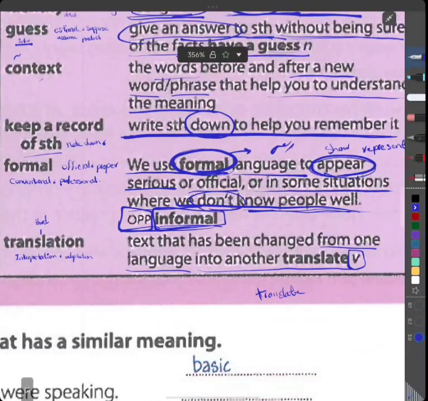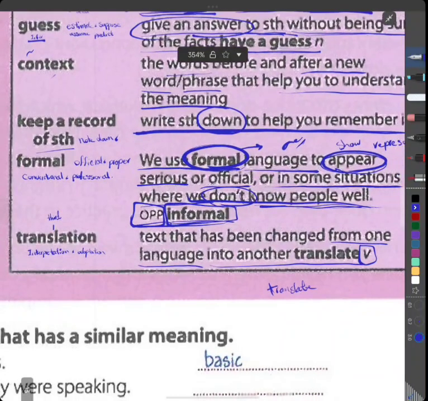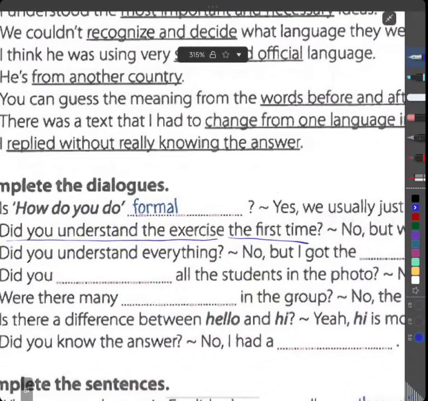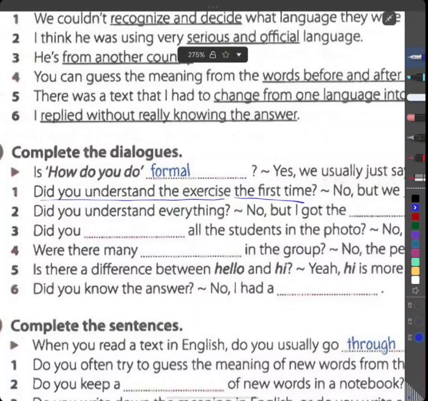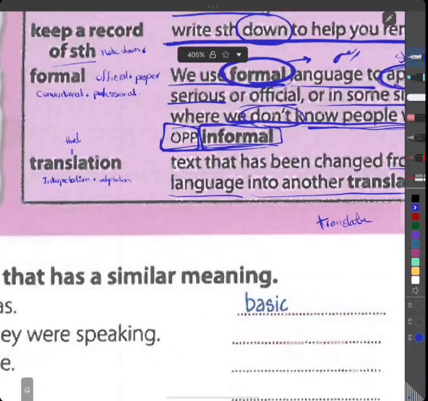Formal means official. This is very obvious. Formal. We use formal language to appear serious or official, or in some situations where we don't know people well. That's the same formal. For example, instead of the informal greeting we had in an example, what do we say in formal situations? We say hello. This is formal. That's what it means. Formal and informal.